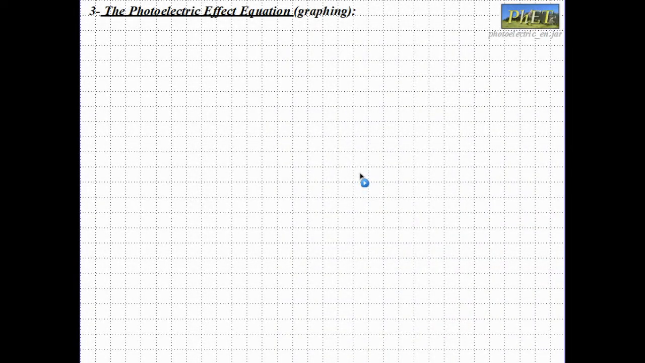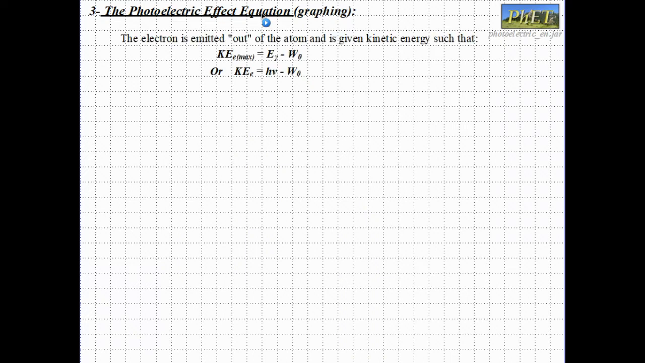Now we continue with a graphical study of the equation that we have already established. So the equation given by Albert Einstein is: kinetic energy maximum of an electron equals energy of the photon minus W0. If we replace E gamma by h nu, we get this equation. Now, if we trace a graph showing the kinetic energy as a function of frequency, thus the ordinate y is Ke, while the abscissa x is frequency.